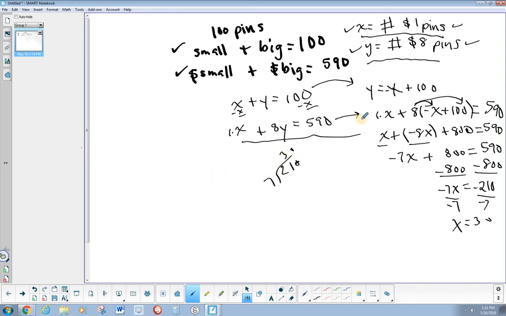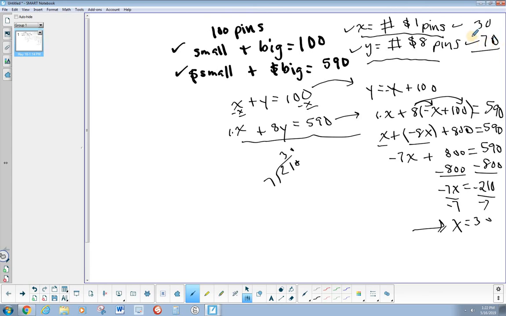Okay, but this is where I need you guys to be careful. Because if you solved for y, you'll know how many big pins there are. If you solve for x, you'll know how many little pins there are. So read the directions again. The directions say, if she bought how many $1 pins. So we don't want to know these guys, we want to know these guys. These guys are 30. How much are the other ones? There's 100 total. 70, right? Because 30 and 70 is 100, isn't it?